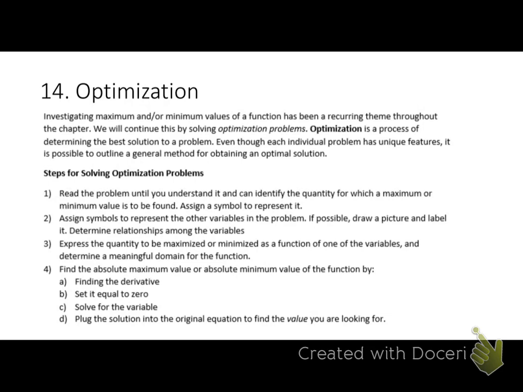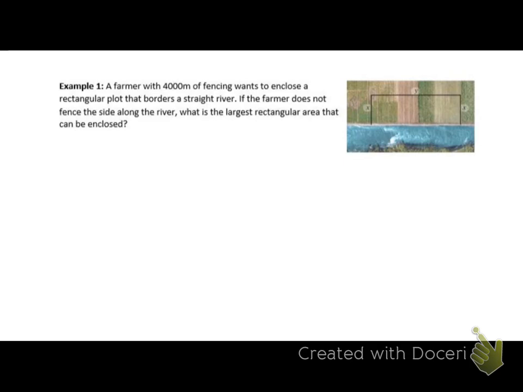So here's an example. Example 1. A farmer with 4,000 meters of fencing wants to enclose a rectangular plot that borders a straight river. If the farmer does not fence the side along the river, what is the largest rectangular area that can be enclosed? All right, so it says the largest rectangular area. That's what we're maximizing. That's the optimization. Now, if I find the area of a rectangle, I know it's just base times height, or length times width. In this case, if you look at the letters here, we have x and y, which means that area is just x times y.